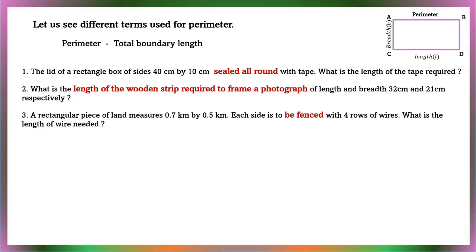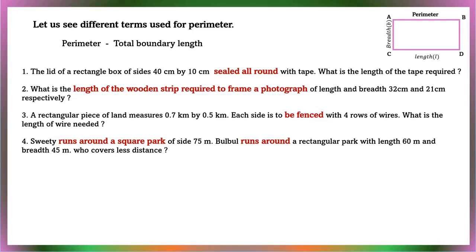Third one, a rectangular piece of land is given with its length and breadth. The land has to be fenced, which means a boundary has to be made around it. So we first find the perimeter of the rectangle, and since there are 4 rows of wires, we multiply the perimeter by 4 to get the total length of wire needed.